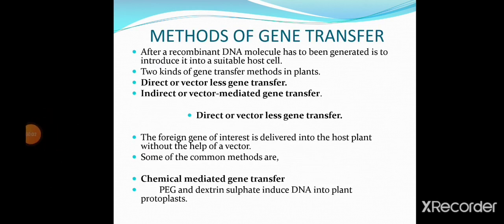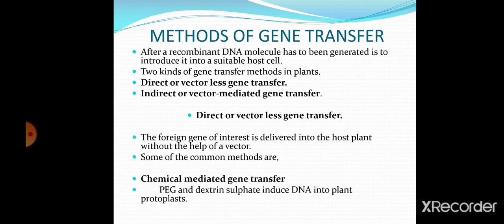The next step after a recombinant DNA molecule has been generated is to introduce it into a suitable host cell. There are many methods to introduce recombinant vectors, and these depend on several factors. Methods of gene transfer. There are two kinds of gene transfer methods in plants. First one is direct, second is indirect. Direct is otherwise known as vectorless gene transfer. Indirect is otherwise known as vector mediated, with the help of a vector.